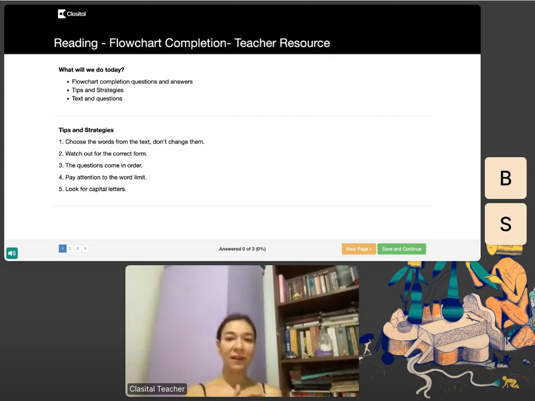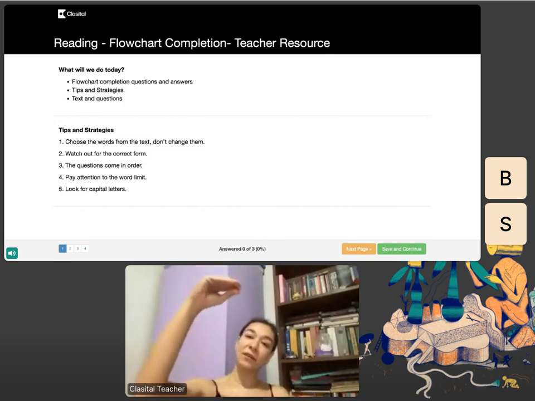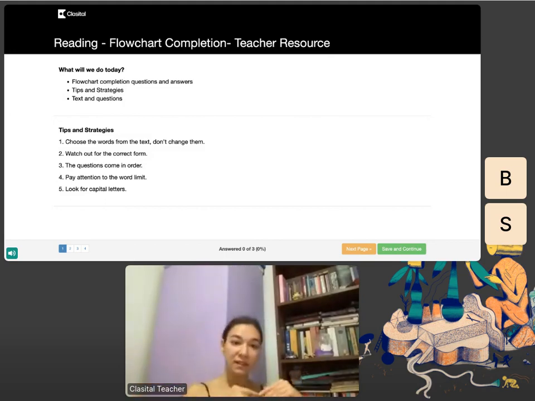Let's first continue with what a flowchart is. A flowchart means a person will be telling about a process. Let's imagine it as a recipe for a meal. So there is a process. It is like a continuum, it is going. So the questions come in order, and they are telling you a process of events.